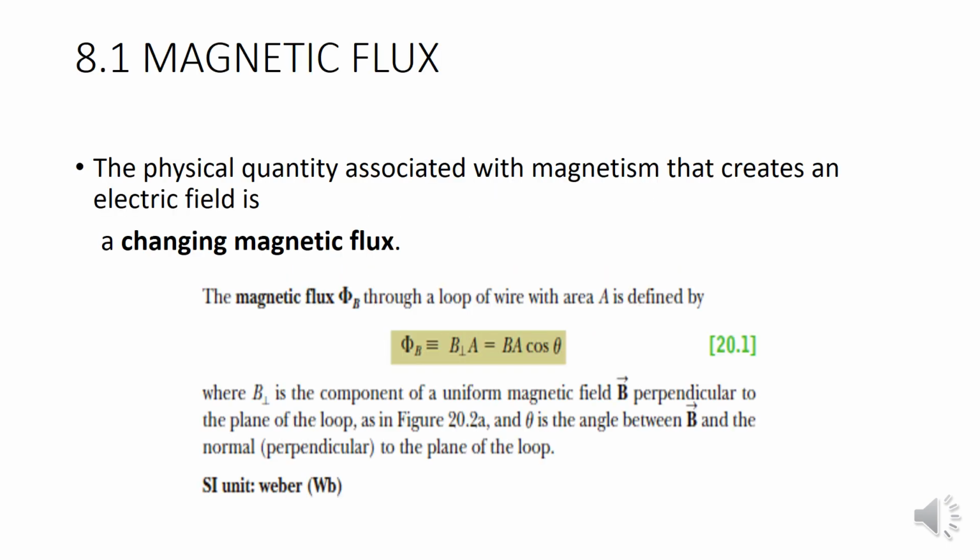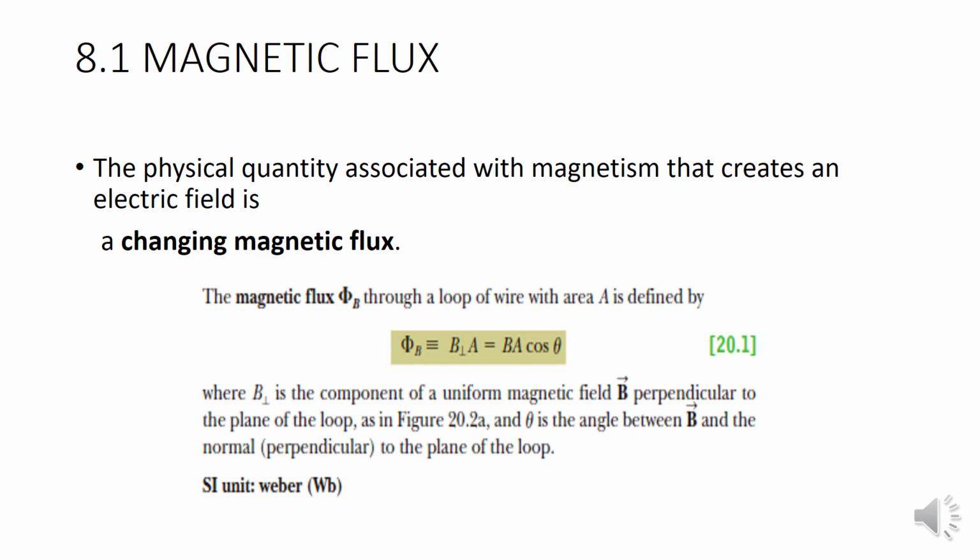Magnetic flux. In chapter 4, we learned about electric flux, which is also known as lines of electric field. In a similar concept, we can say that magnetic flux is lines of magnetic field. In this topic, we are going to learn what magnetic flux is and how the change of the magnetic flux can create electric current.